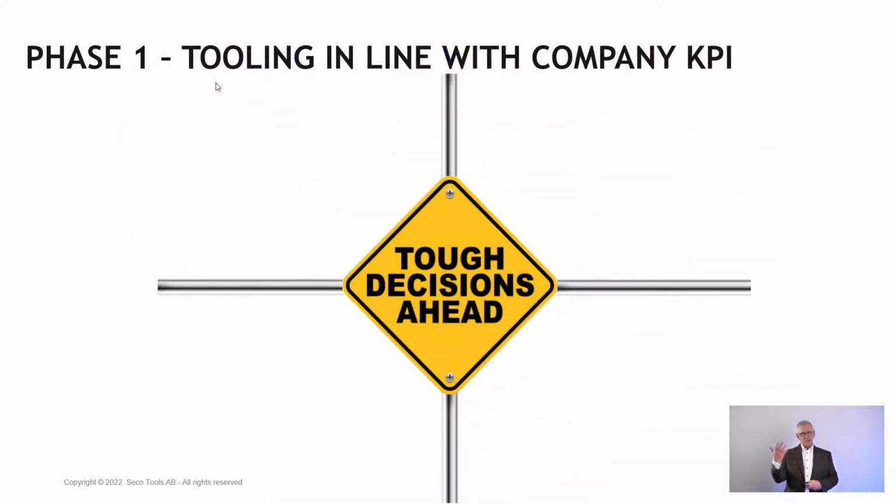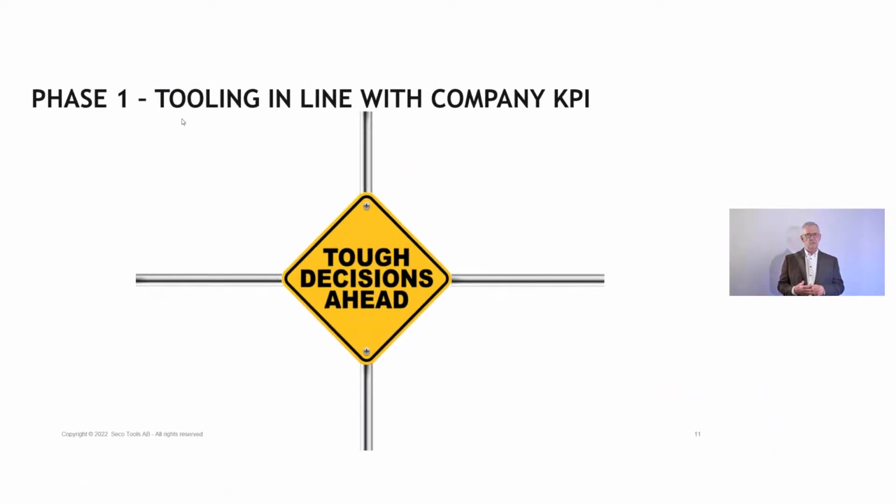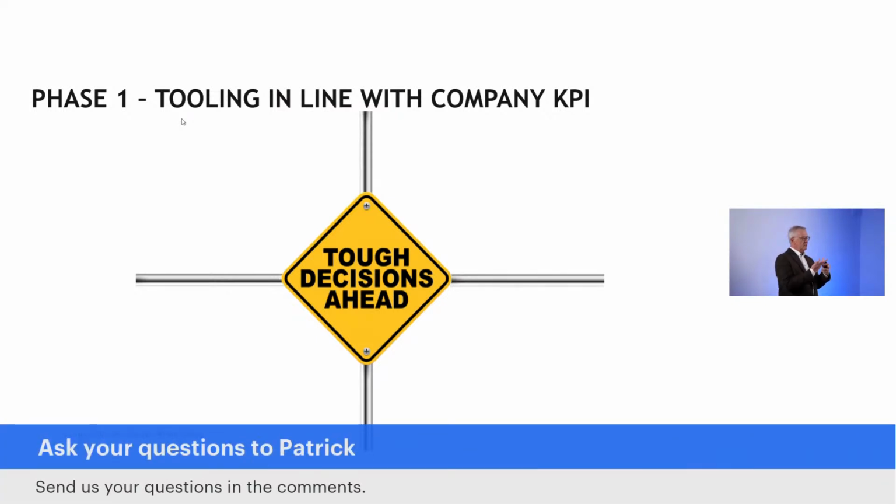And that's what I refer to here with the tough decisions ahead. And it starts with phase one. I said, in my world, there are 5 steps to take. The first step is that we have to make sure that whatever tooling we select, it is in line with the company KPIs. You remember a couple of minutes ago, I said the big company KPIs, that's when we talk about the costs and the productivity and the quality and the total output and the sustainability.